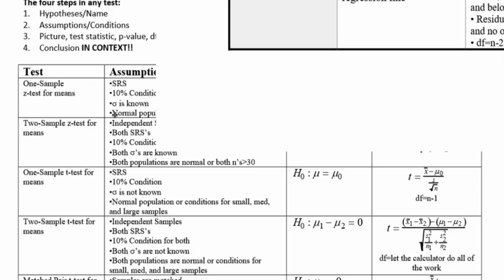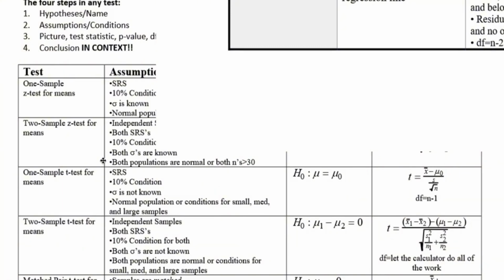For the one sample z-test for means, we're going to check assumptions for SRS, 10% condition, standard deviation is known, normal population, or n greater than 30. The null hypothesis will be mu equal to mu 0. The test statistic will be z equal to x bar minus mu sub 0 over standard deviation over square root of n. And the 2 sample z-test for means is independent samples, both SRS, 10% condition for both, both standard deviations are known, both populations are normal, or both n's greater than 30.